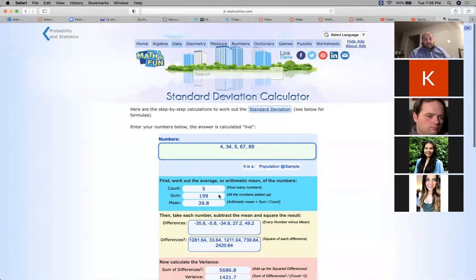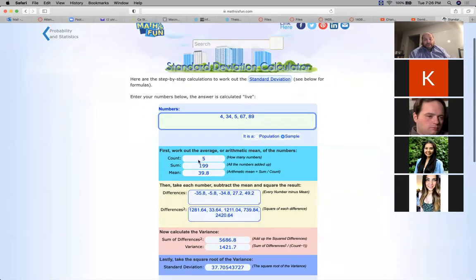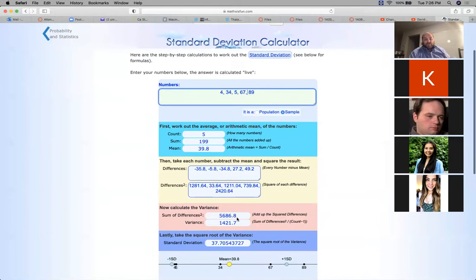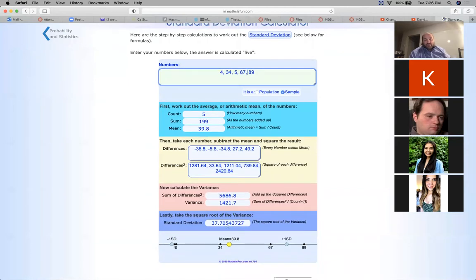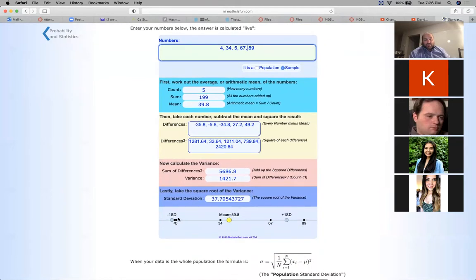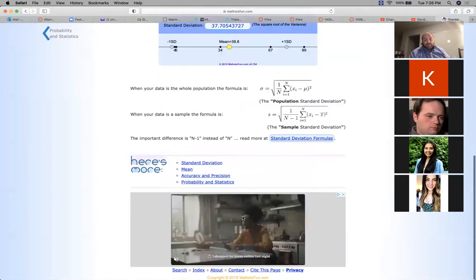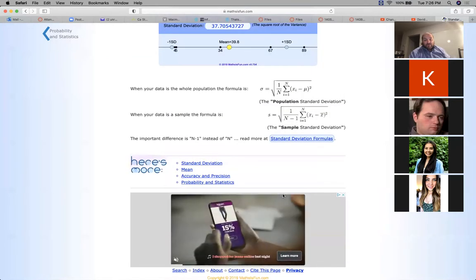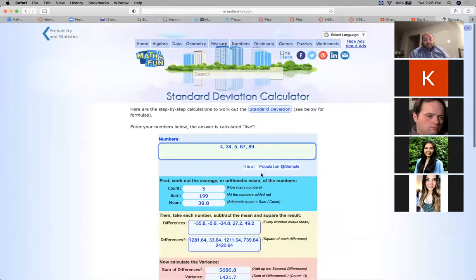Literally the first link that I went to was a standard deviation calculator. Plug the numbers in: how many numbers, what do they add up to, what's their mean, what are their differences, what are their square differences, what's the sum of the square differences, what's the variance, and finally, what's the standard deviation? Pretty amazing. So the mean is right here, and one standard deviation either direction is here. Very cool. The very first link was the answer.